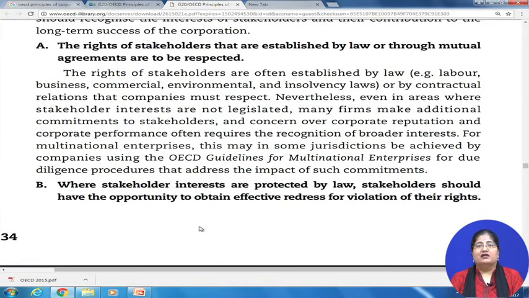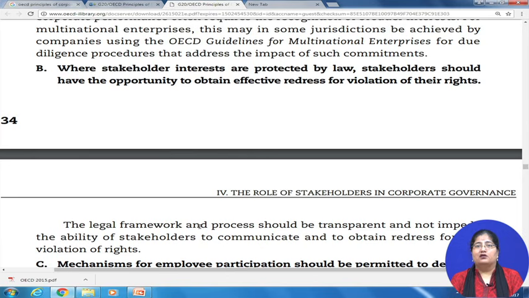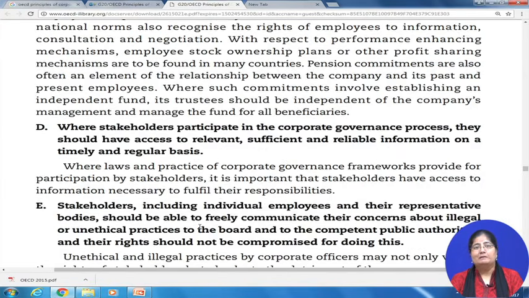Under this, the rights of stakeholders that are established by law or through mutual agreements are to be respected. Where stakeholder interests are protected by law, stakeholders should have the opportunity to obtain effective redress for violation of their rights. Mechanisms for employee participation should be permitted to develop.